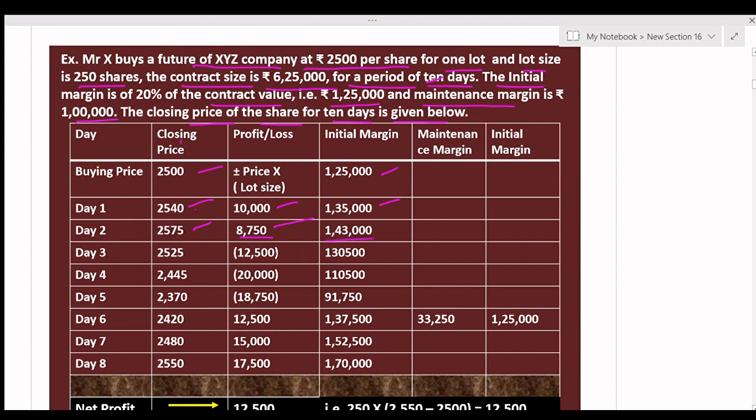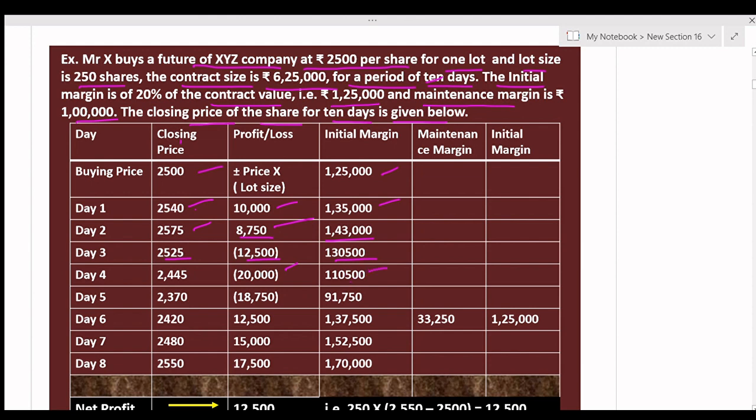1,43,000. Next day 50 per share is the loss. So 50 into 250, 12,500 is the loss. The initial margin account comes down to 1,30,500. Next the total profit is 20,000. A total loss is 20,000.